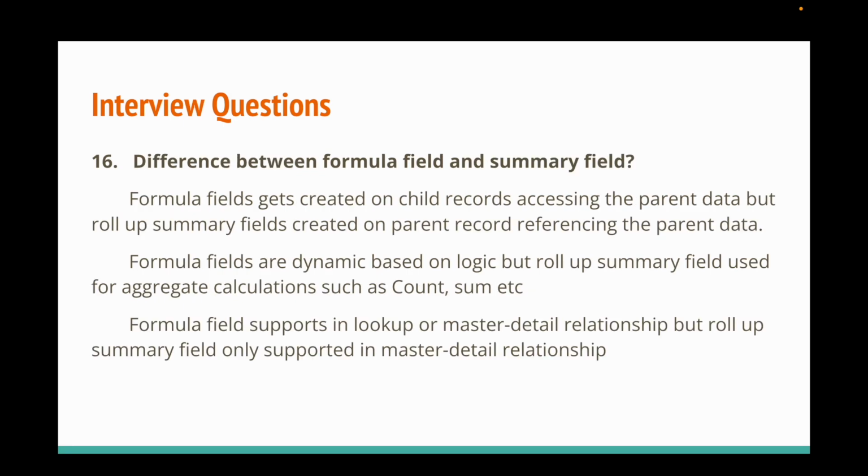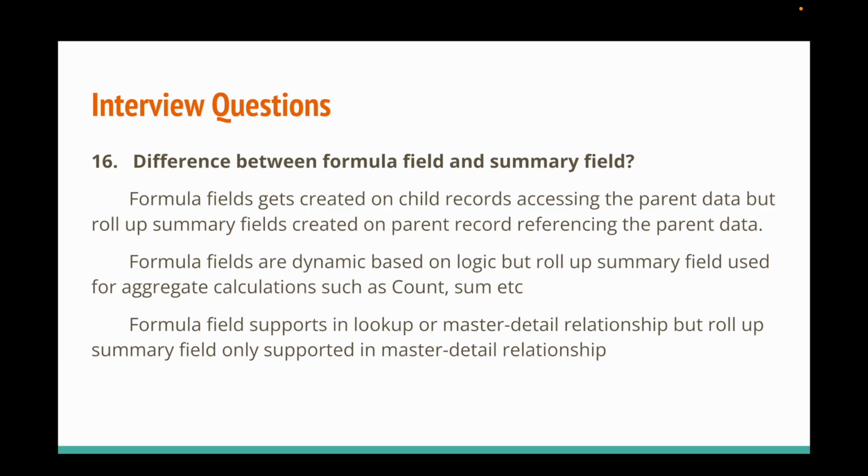Then next, the difference between the formula field and the roll up summary field. So a formula field gets created on the child record generally so that it can access the parent data, but roll up summary fields are created on the parent record, referencing all the child data. And roll up summary fields generally come only for master detail relationships, not any other kind of relationship. It does not support that.